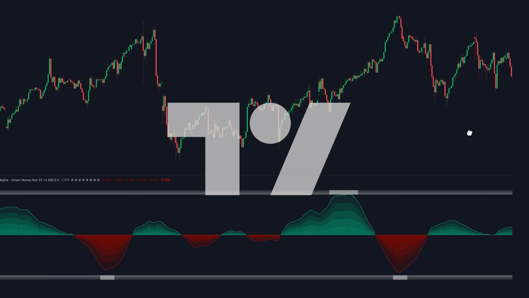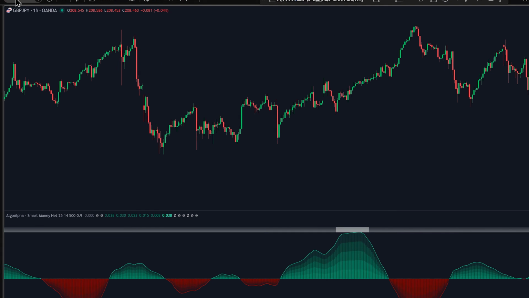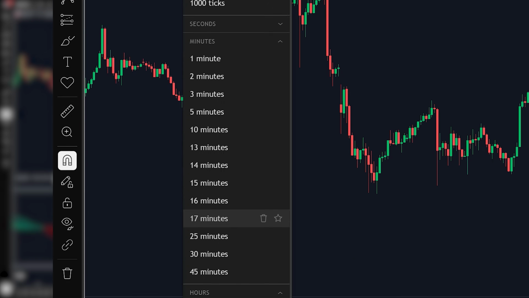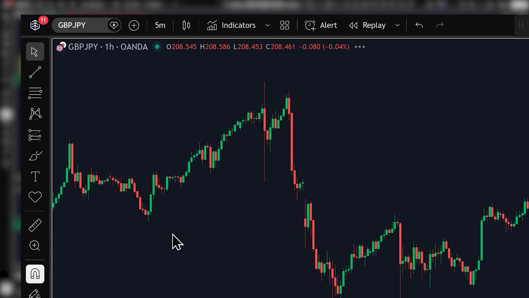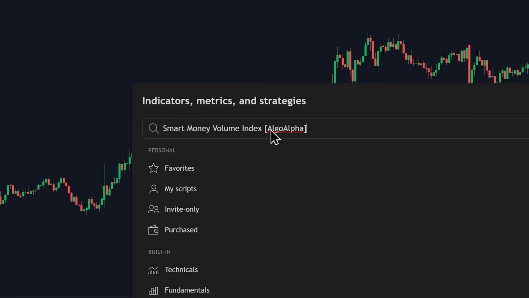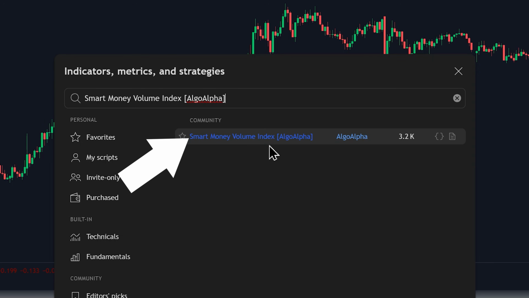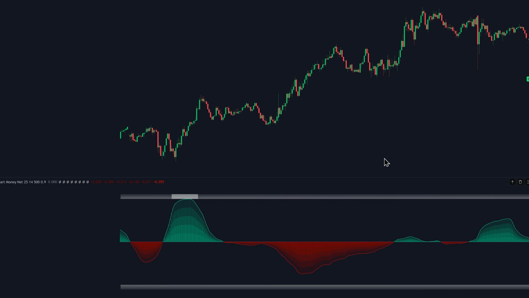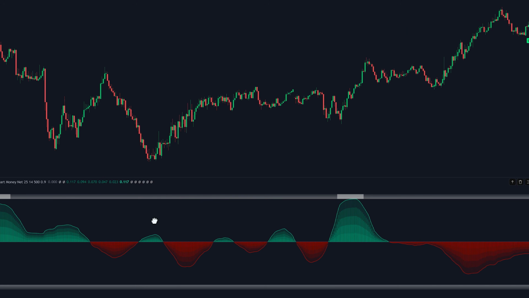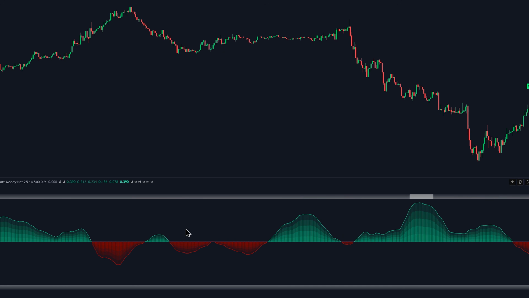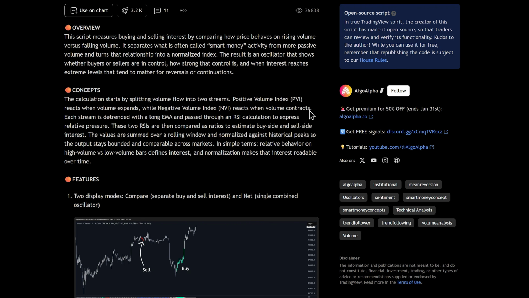We're doing this on TradingView. Open GBPJPY on the 5-minute chart, then click Indicators and search Smart Money Volume Index by AlgoAlpha. Add it to the chart and you'll see it appear as an oscillator panel. This script is open source, which is a big deal because you can review the logic instead of trusting a black box. Once it's loaded, here's what the indicator is actually measuring.